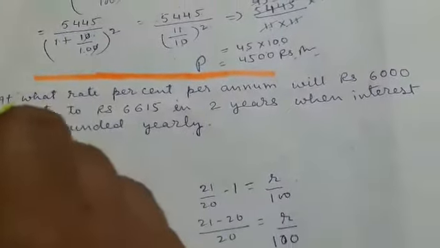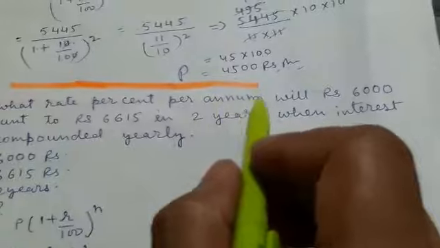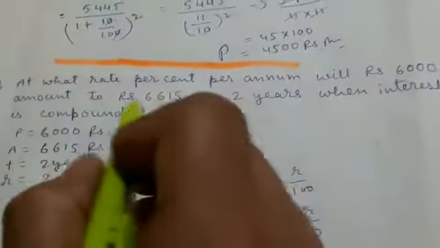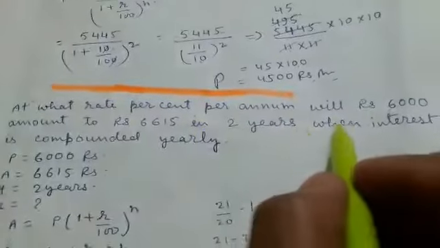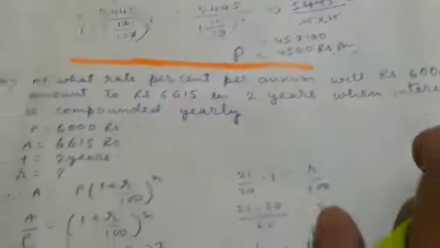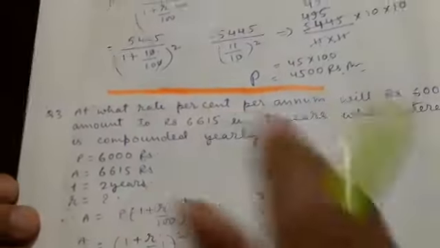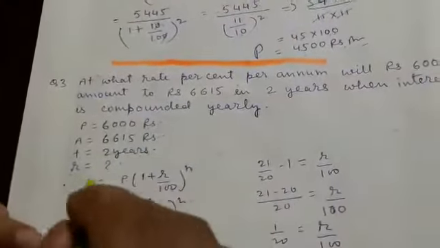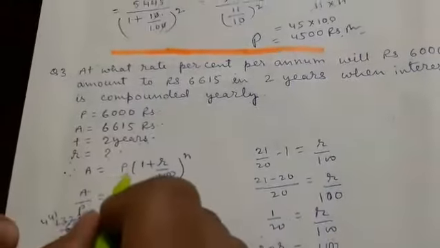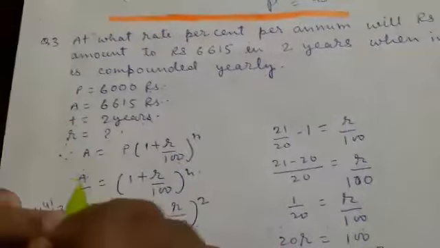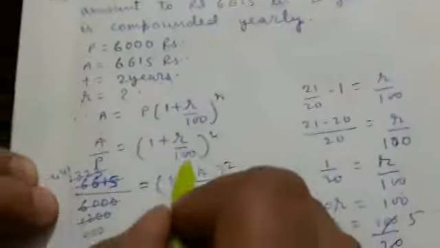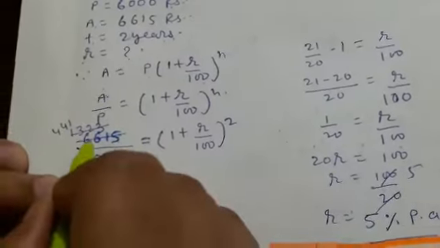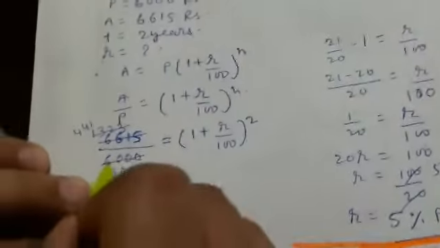Question number 3. At what rate percent per annum will rupees 6,000 amount to rupees 6,615 in 2 years when interest is compounded yearly? Children, here principal is given 6,000 rupees, amount is given 6,615 rupees, time is given 2 years. We have to find out the rate. Again we will apply the same formula. A = P (1 + R/100)^n. Now we will transpose this P this side, so it will become A/P = (1 + R/100)^n. Now we will put in the values. Amount is 6,615, principal is 6,000 rupees.